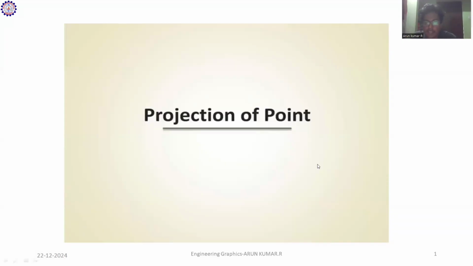Good morning. In this lecture series, we will learn about engineering graphics. That is a topic of projection of points. Let's see what the meaning of projection of points is, and how to solve problems based on points, based on the questions.